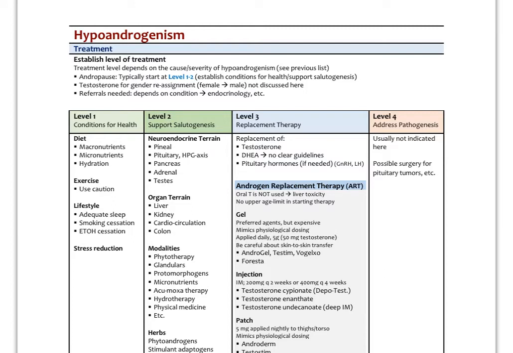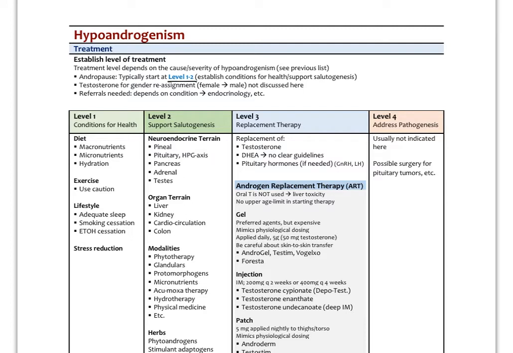So we need to differentiate those. But we want to look also at establishing what level of the therapeutic order is needed for treatment. And that's going to really depend on the condition causing the hypoandrogenism. Usually for things like andropause, and that's where just over time with age, testosterone levels go down with males, we're going to focus more on level 1 and level 2 of the therapeutic order.